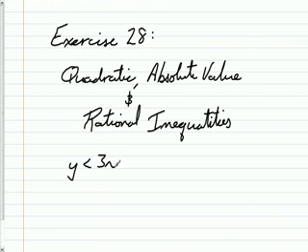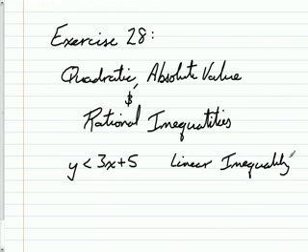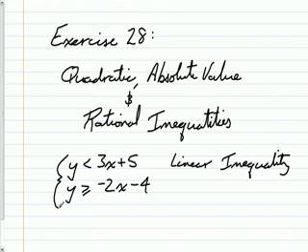We've dealt with y being less than something like 3x plus 5. Now, this is called a linear inequality. And we've even graphed something, then we might do greater than negative 2x minus 4. And we might graph that system and shade an area. And we did that on the midterm.